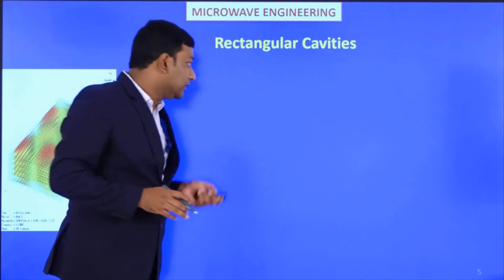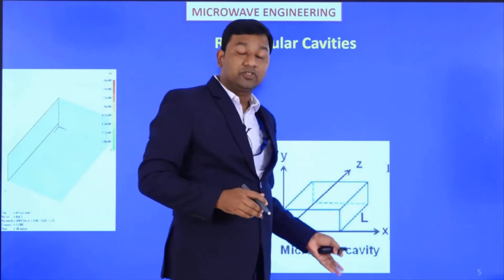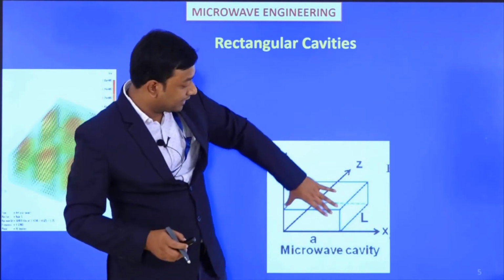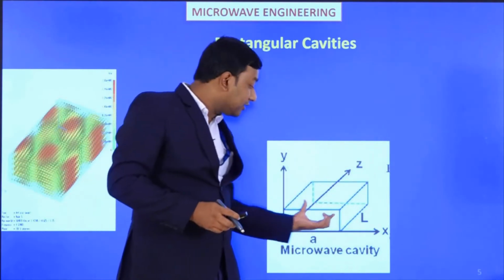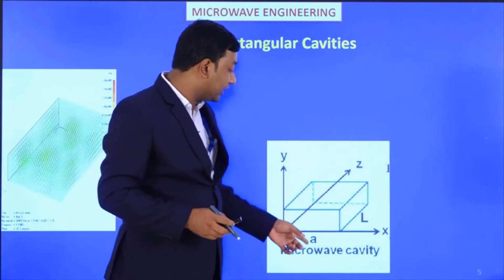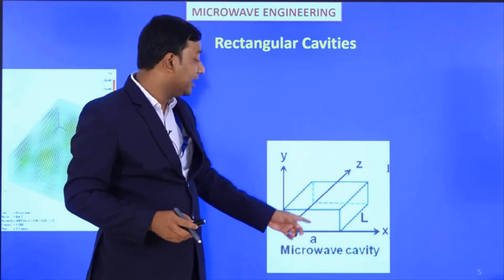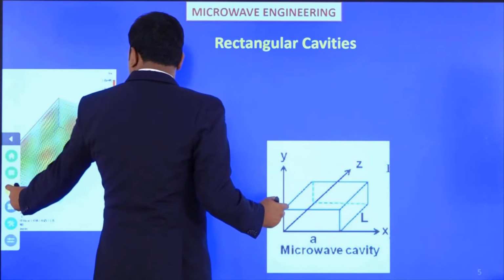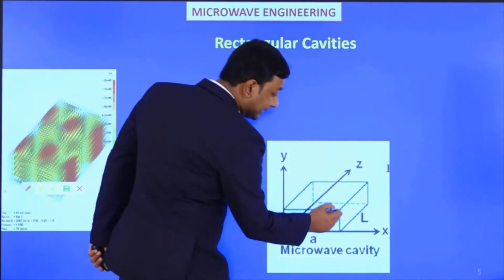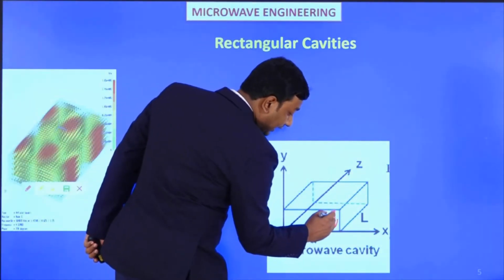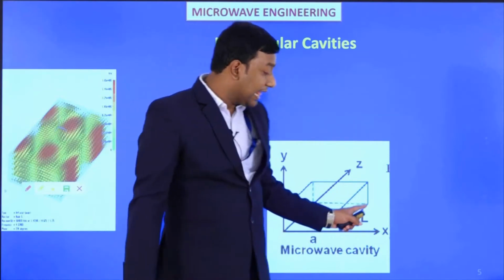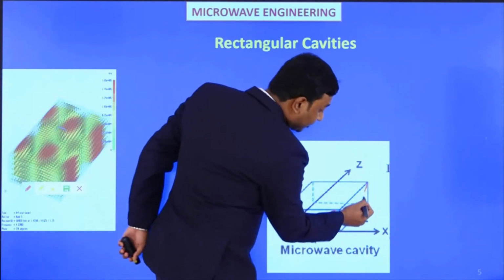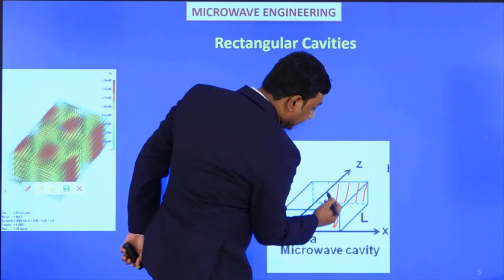Okay, so that is the rectangular cavity. It is in a rectangular manner. For the rectangular cavity resonator, the length in the x direction is A, in the y direction we can consider it B, and in the z direction the length is L. After L the plate is shorted. Okay, so that is the structure of the cavity.